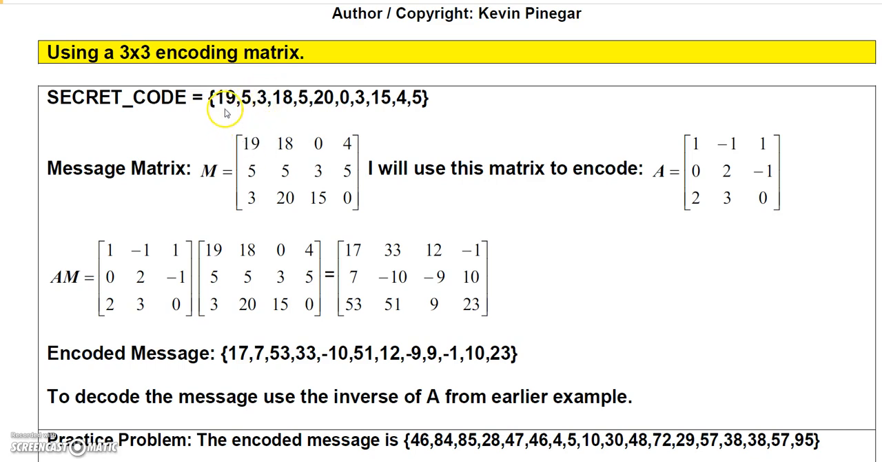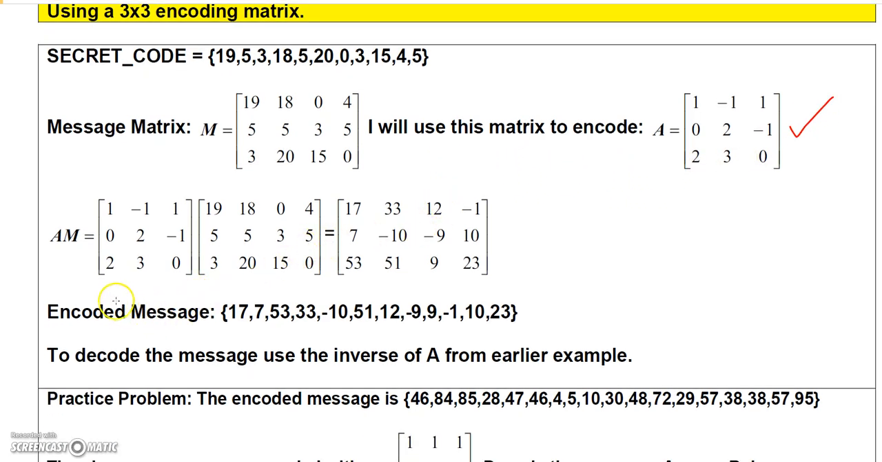So I would take out 19, 5, and 3, and that would be my first column. And then 18, 5, and 20 would be my second column. Then 0, 3, and 15 would be my next column. And then my last column would have 4 and 5 in it, but since I can't leave that empty, I'd put a 0 there.